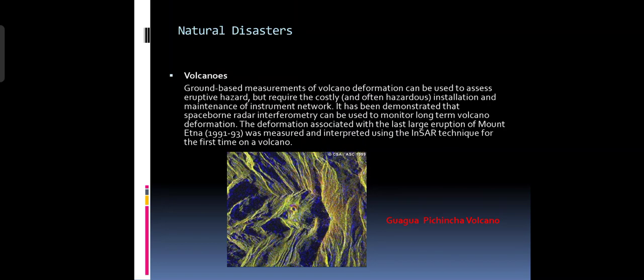Now, natural disasters. Ground-based measurements of volcano deformation can be used to assess the eruptive hazard, but require the costly installation and maintenance of an instrument network. It has been demonstrated that spaceborne radar interferometry can be used to monitor long-term volcano deformation. The deformation associated with the large eruption of Mount Etna was measured and interpreted using the InSAR technique for the first time on a volcano.